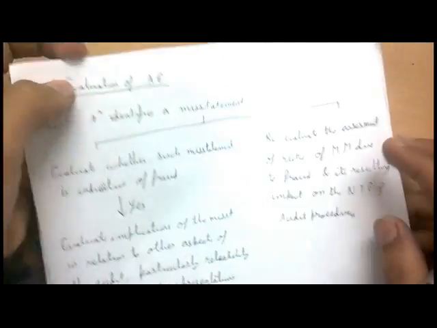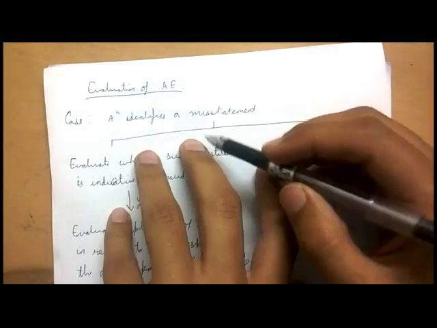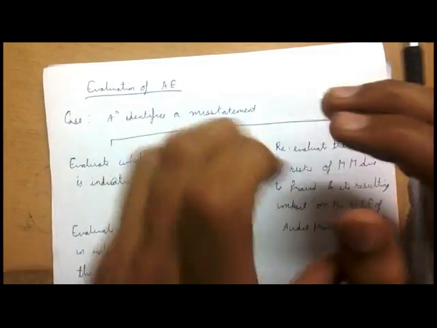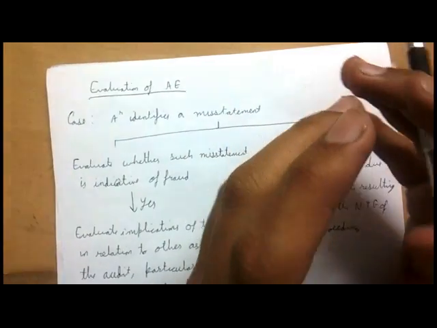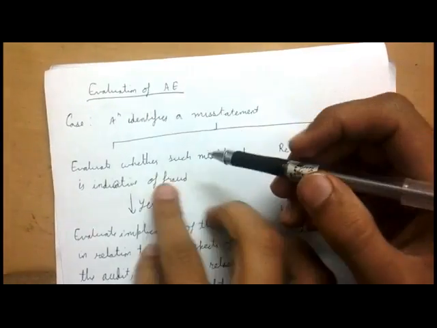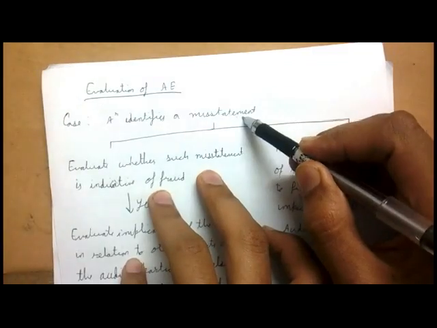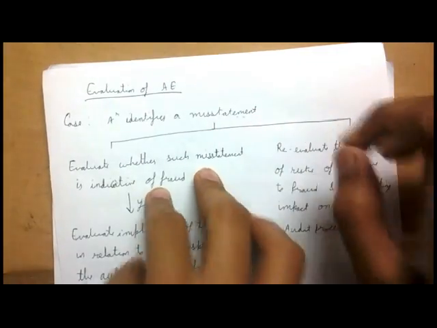Now we are going to evaluate the audit evidence. AE refers to audit evidence. If the auditor identifies a misstatement, what does the auditor have to do? He has to do two things. First of all, evaluate whether such misstatement is indicative of fraud. You have identified a misstatement, but does this mean that there is a fraud?